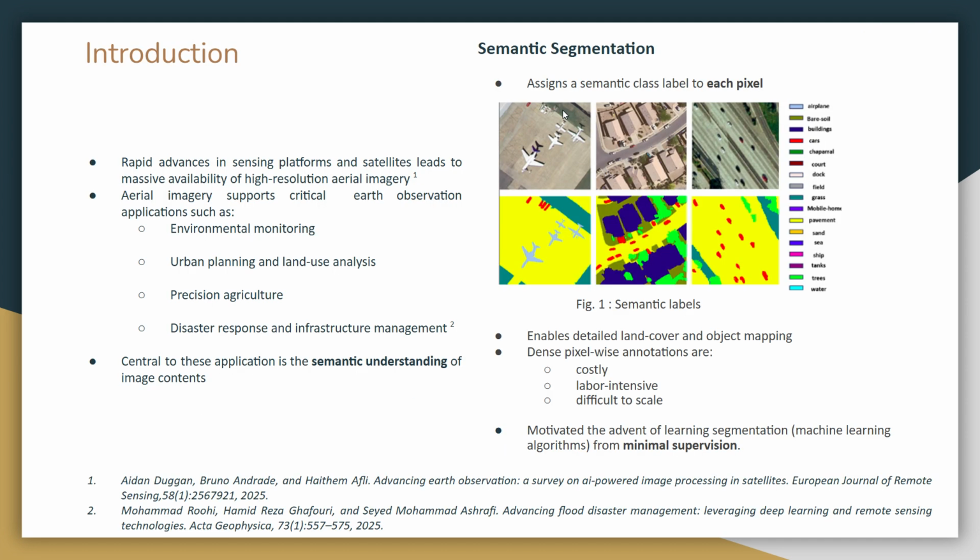You can see that remote sensing has grown rapidly due to the advances in satellite and aerial sensing platforms. The datasets so captured support Earth observation applications like environmental monitoring, urban planning, agriculture, disaster management, to name a few. But all these applications depend on semantic understanding, meaning assigning a class label to every pixel, as we can see in figure 1, wherein every pixel has been assigned a color and each color indicates a specific class.